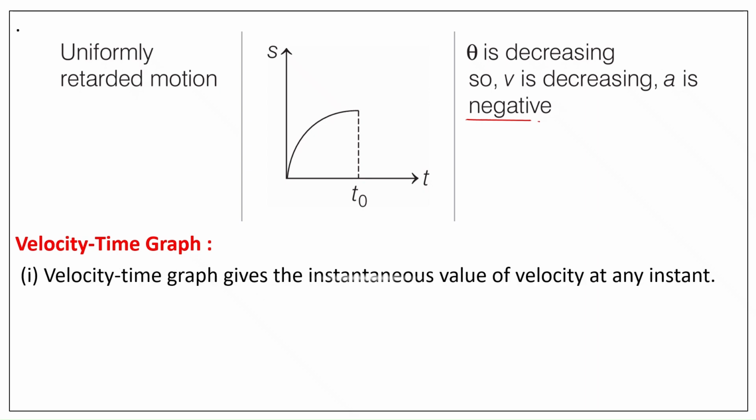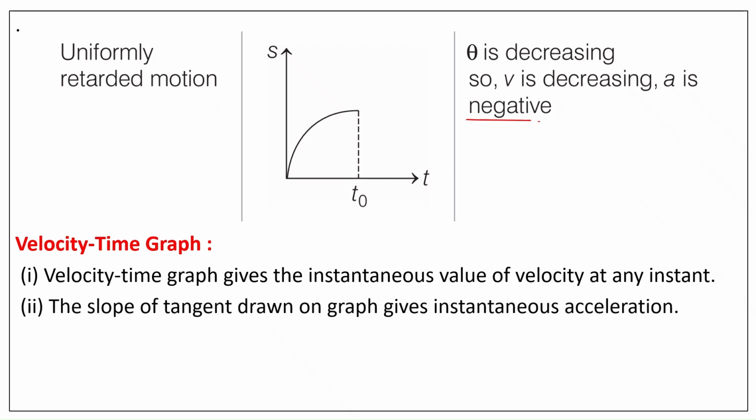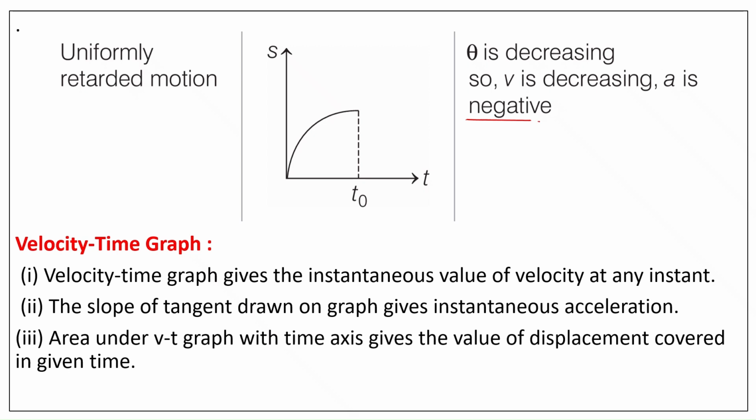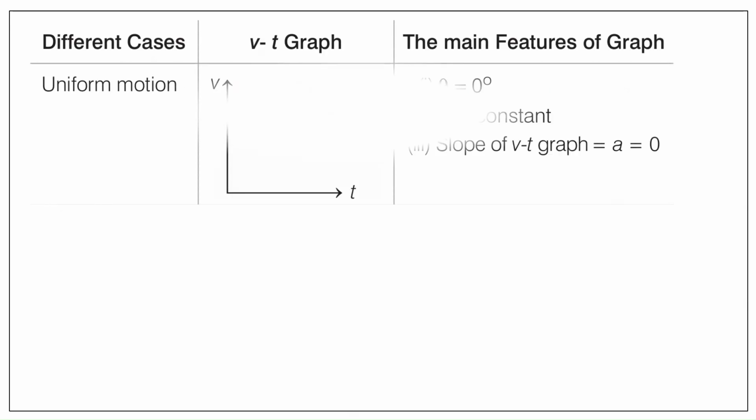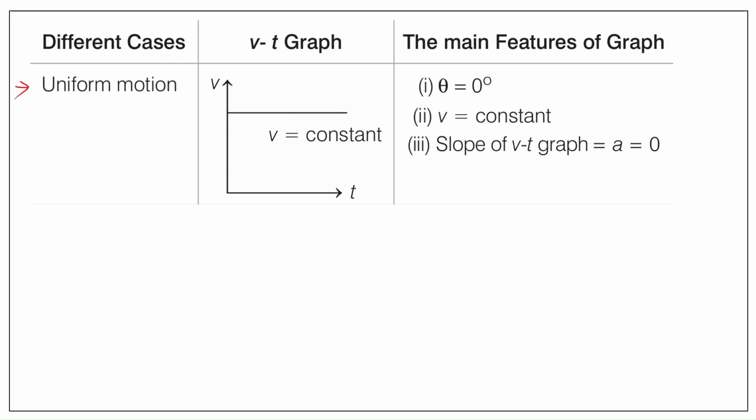Next, let's see velocity time graph. 1. Velocity time graph gives the instantaneous value of velocity at any instant. 2. The slope of tangent drawn on graph gives instantaneous acceleration. 3. Area under VT graph with time axis gives the value of displacement covered in given time. 4. The VT curve cannot take sharp turns. Let's see some VT graph in different cases with features of graph. 1. Uniform motion or object at rest.